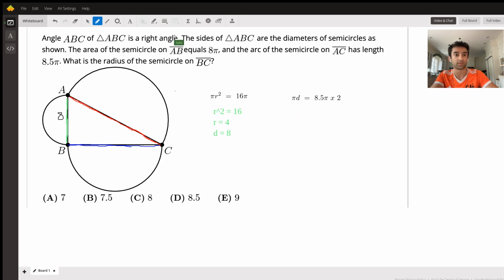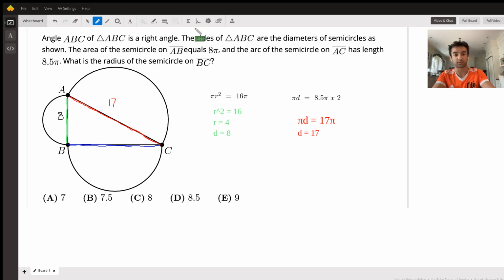Now if we continue to solve that, right over here, let's do that in red. We're going to have pi times diameter equals 17 pi. Okay, so that's going to be our formula for this. And if we keep solving that, we're going to divide both sides by pi and have a diameter of 17. So this length right from here to here is going to be 17, which we're going to draw right over here. 17. From here, we can use the Pythagorean theorem to find our last number right over here.